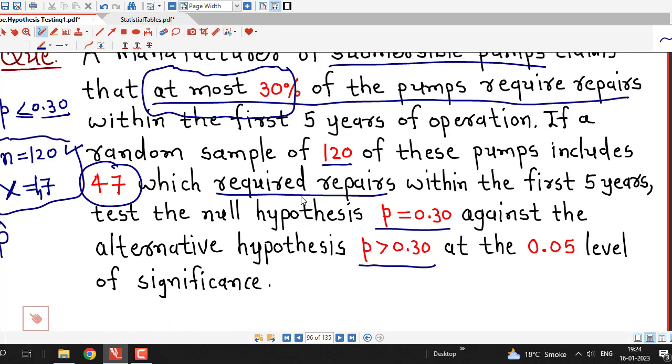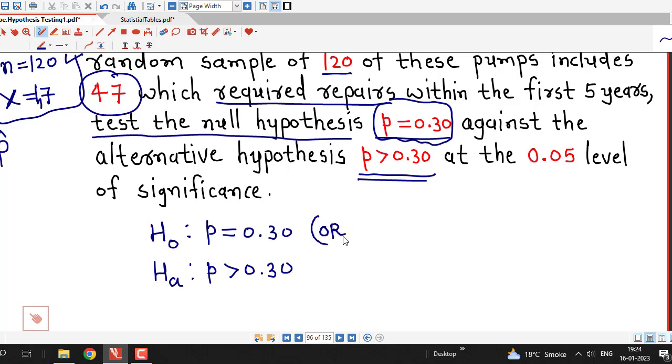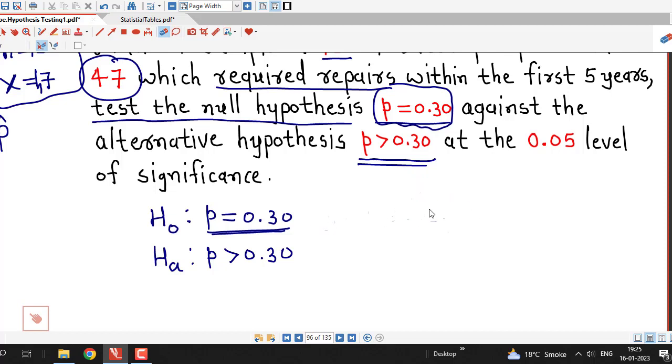So first we have to state the null and alternative hypotheses, but here they are already specified in the question. We have to test the null hypothesis that population proportion is 0.30 against the alternative hypothesis that population proportion is strictly greater than 0.30. So we just write down whatever is given. The null hypothesis is that population proportion is 0.30, and the alternative hypothesis is that population proportion is greater than 0.30. Some sources consider this as p less than or equal to 0.30 also. That is also correct, but we always consider this type of null hypothesis, an equality statement, and the alternative is the negation of this statement.